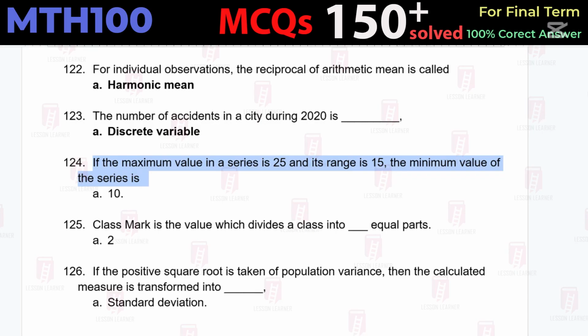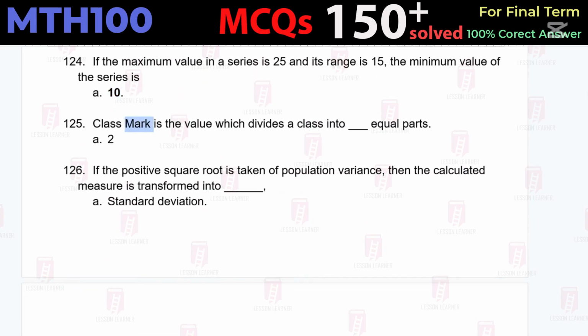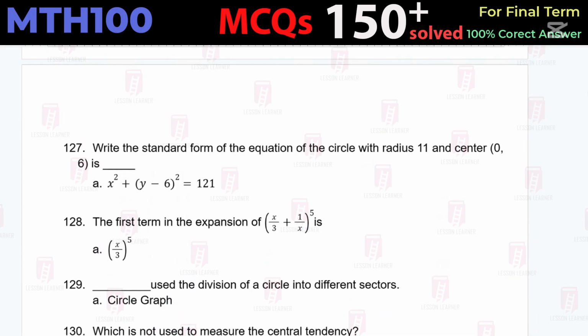If the maximum value in a series is 25 and its range is 15, the minimum value of the series is 10. Class mark is the value which divides a class into two equal parts. If the positive square root is taken of population variance, then the calculated measure is transformed into standard deviation.